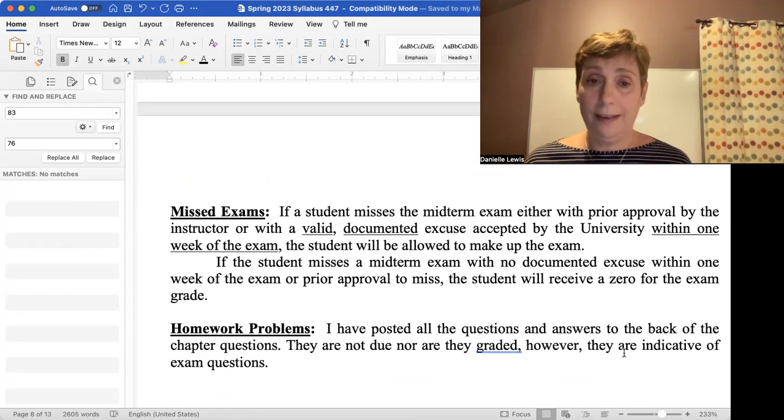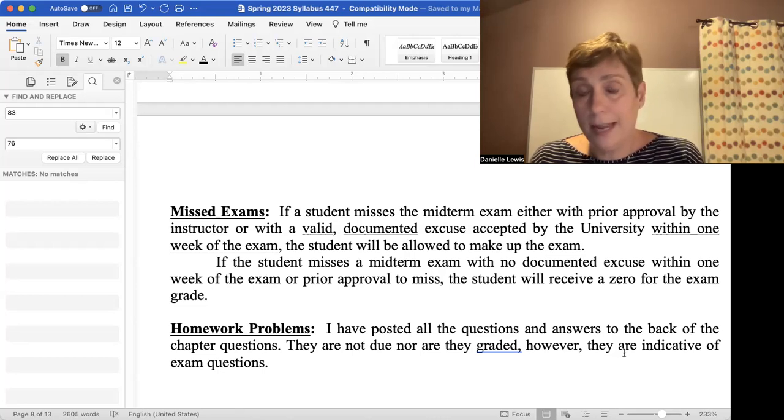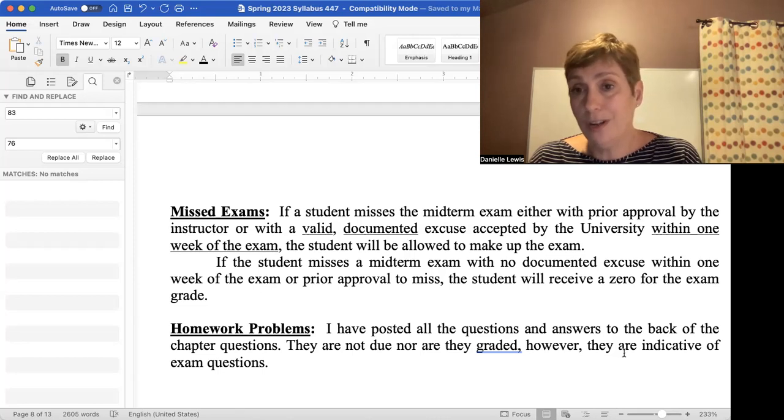The only last two things I'd say is missed exams. If you miss an exam and you have university approved excuses as outlined in the university handbook, I'm happy to write you a new exam. If not, then it's a 0. As far as homework problems go, the homework problems are not due, but they are very good for the test. So I would suggest working all the back of the chapter questions, or as many as you can. And I have all of the solutions posted on Moodle.